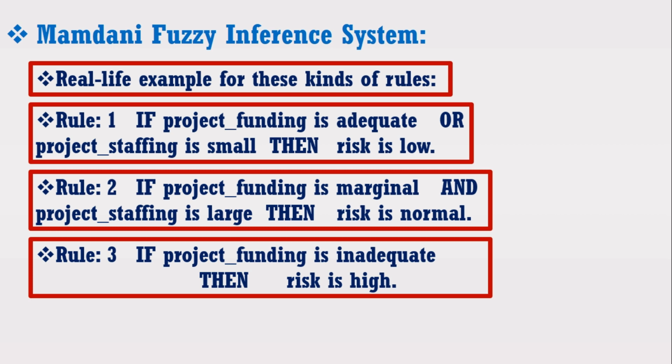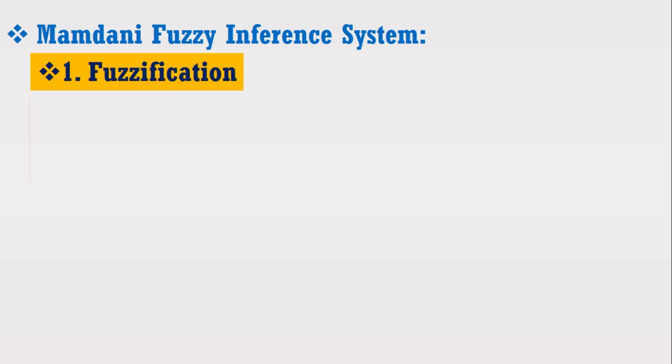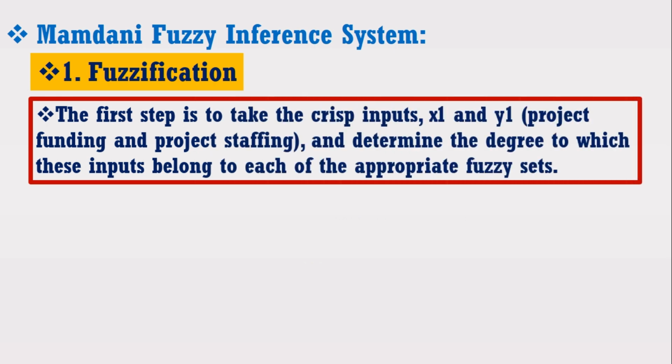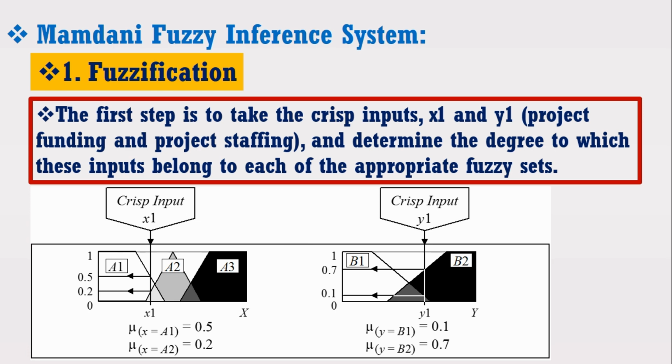As we know, this is the first step in which crisp inputs x1 and y1, namely project funding and project staff, are taken and their membership degrees to which these inputs belong to each of the appropriate fuzzy sets are determined. Consider the figure which shows different values for crisp inputs x1 and y1. Interestingly, they both have 2 fuzzified values at this point. It means that at these values 2 rules are activated.